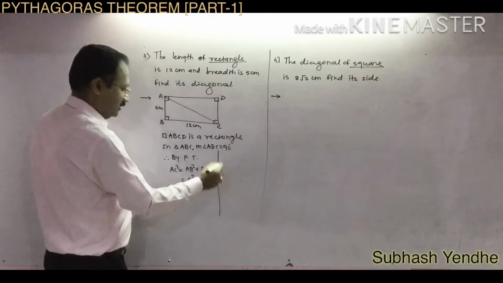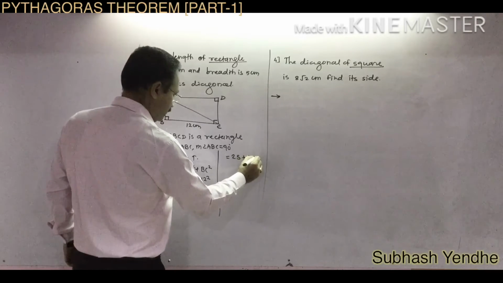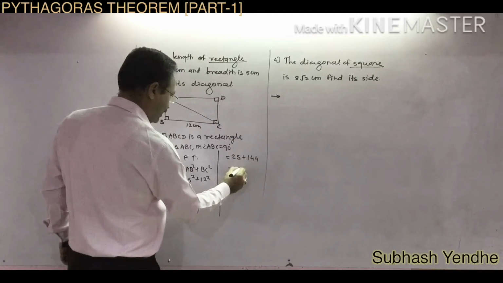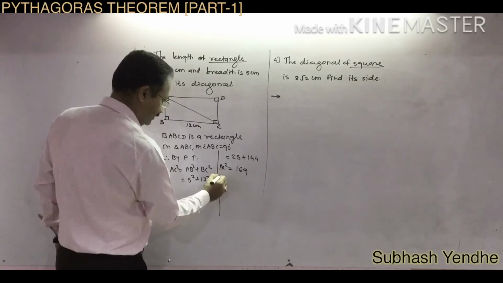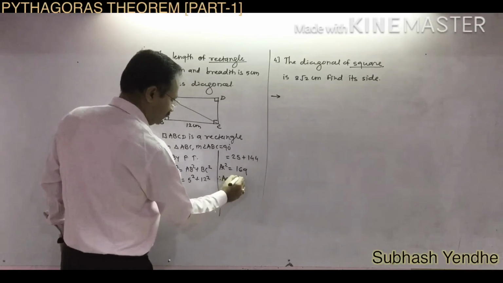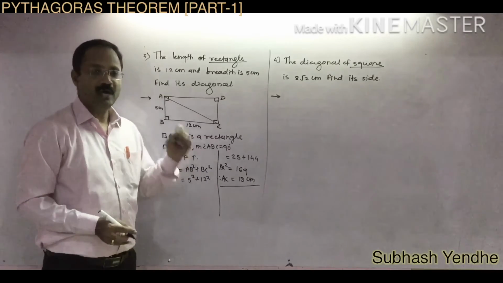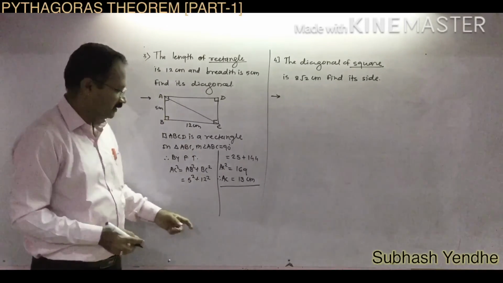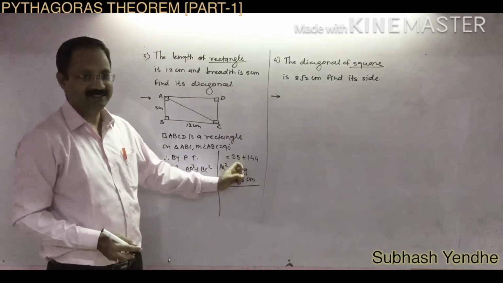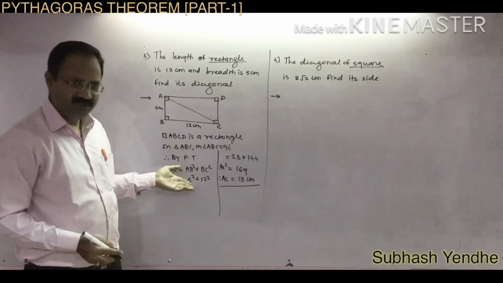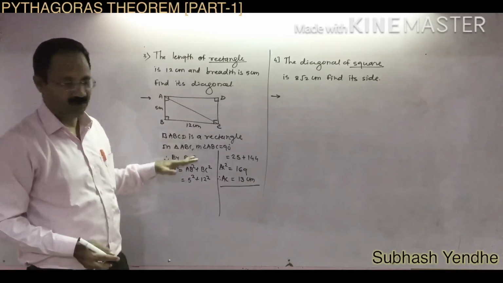We know that 5 square is 25. 12 square is 144. If you add it, you will get 169. AC square equals 169. Therefore, if you take the square root, you will get 13 centimeter. But remember, at the end, you have to write your answer in a full statement. Therefore, the length of the diagonal of the rectangle is 13 centimeter. Is this simple? It is such a simple sum that we can solve it using Pythagoras.